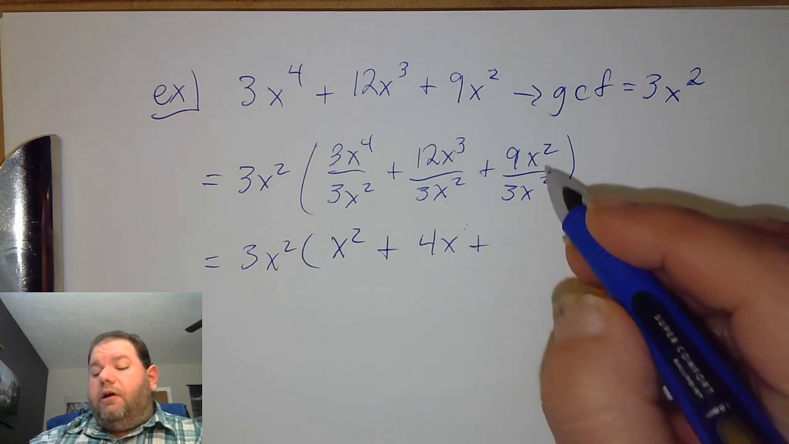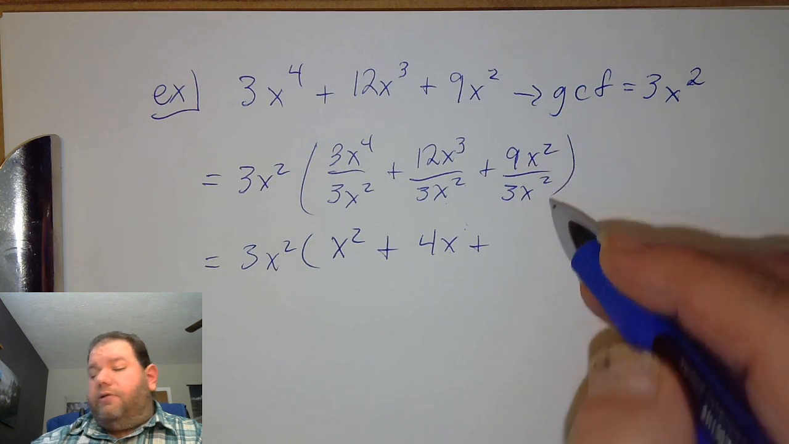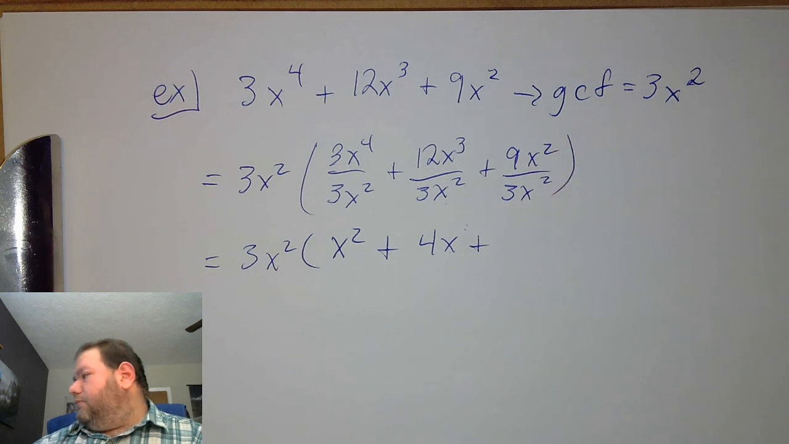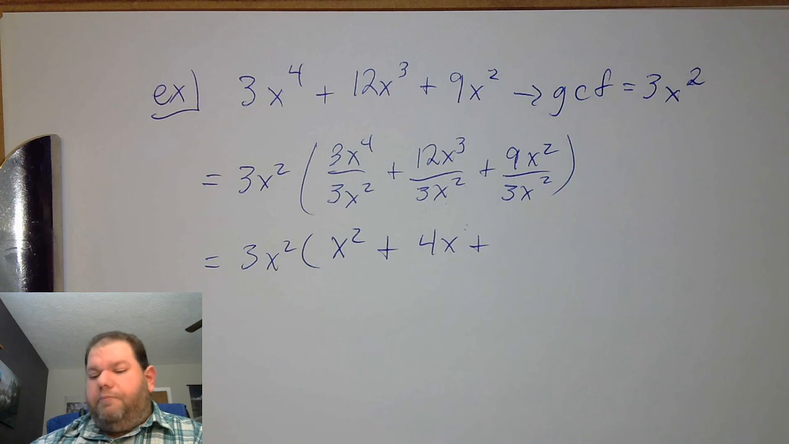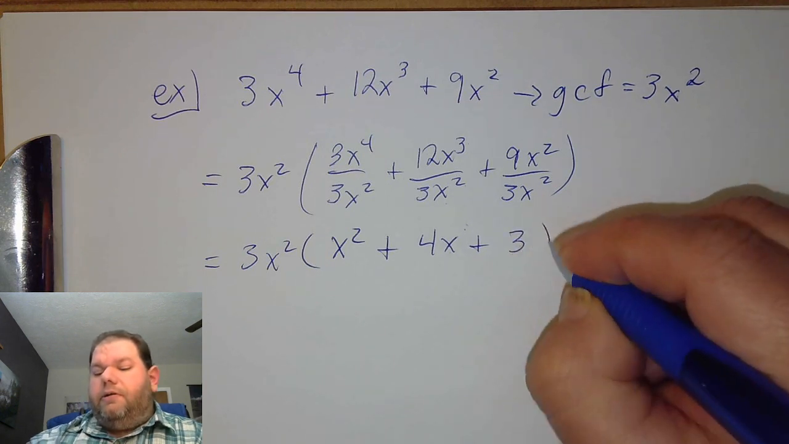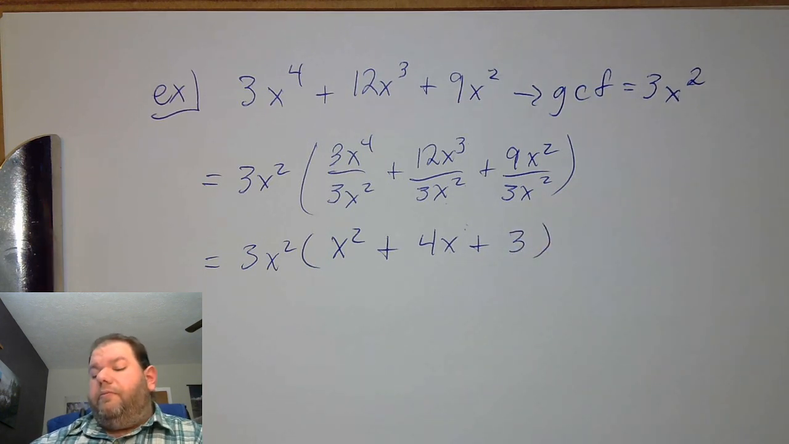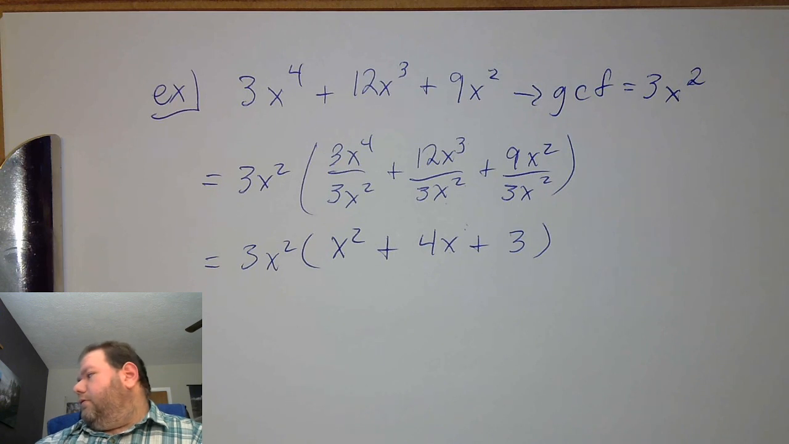Lastly, 9x squared over 3x squared. Plain 3, good. Okay.